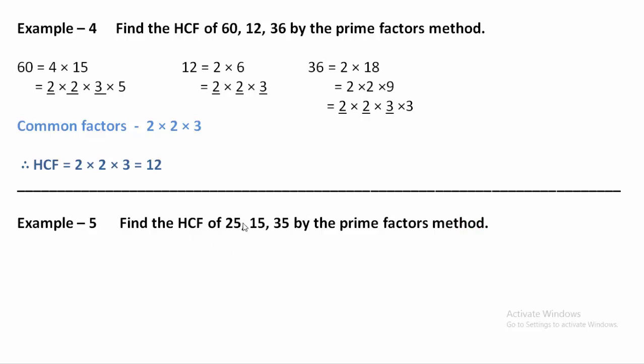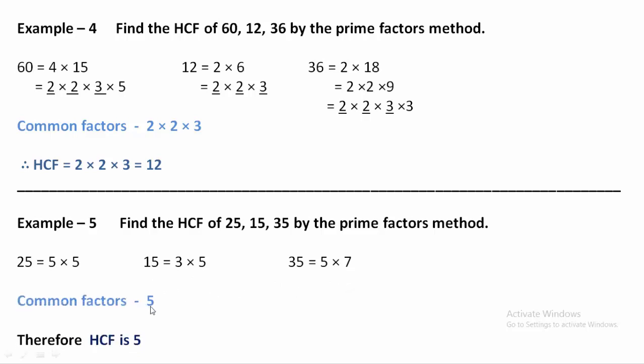See one more example. Find the HCF of 25, 15 and 35. If you see the factors, 25 is equal to 5 into 5, 15 is equal to 3 into 5, 35 is equal to 5 into 7. Which is common? Only 5 is common in all the factors. Therefore the HCF of the numbers 25, 15 and 35 is 5.